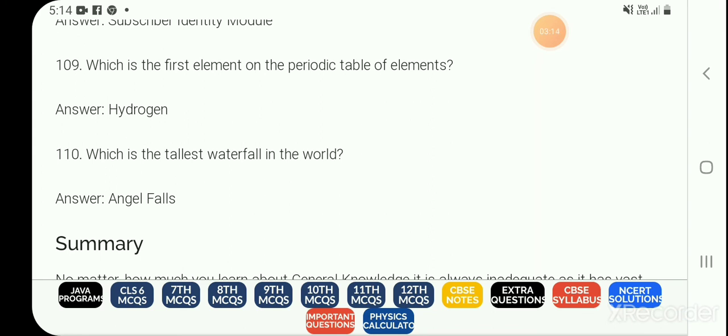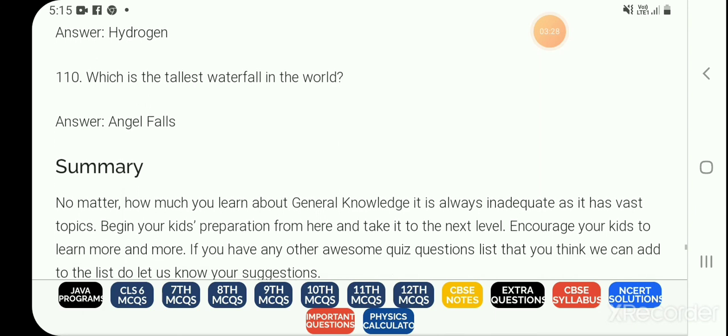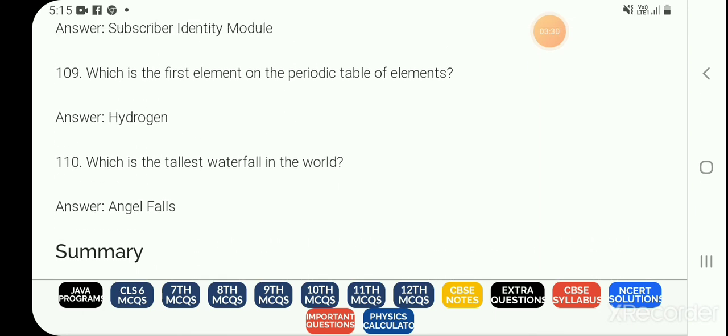Which is the first element of the periodic table of elements? Hydrogen. This is the first element on the periodic table of elements. Which is the tallest waterfall in the world? Angel Falls. This is the tallest waterfall in the world.